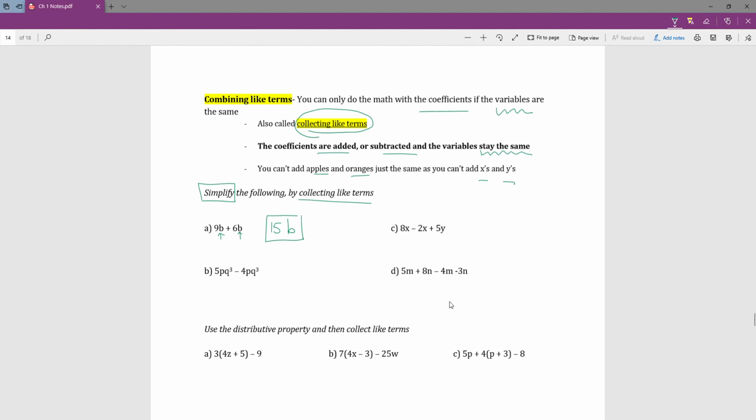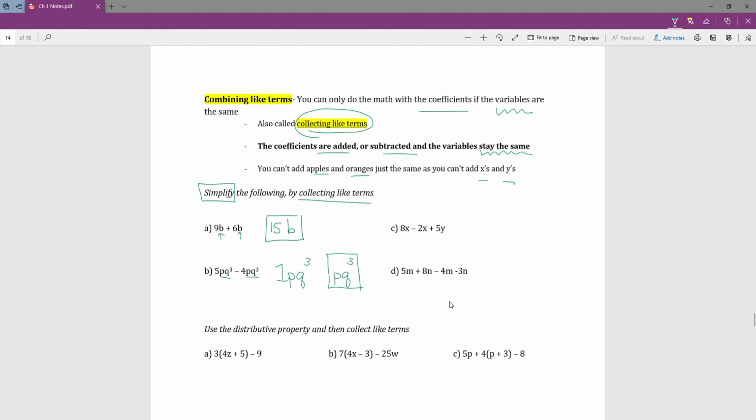The next one, if I have 5 qp cubed, that's fun to say, minus 4 pq cubed, the pq cubed part of it is exactly the same. That makes them like terms. So 5 minus 4 is a 1 pq cubed. So that one's totally fine as an answer. In the back of the book, it's going to drop that 1. It's invisible. If it's not written, it's understood to be there. And so your final answer would just be pq cubed. Either one is correct, though, in my book.